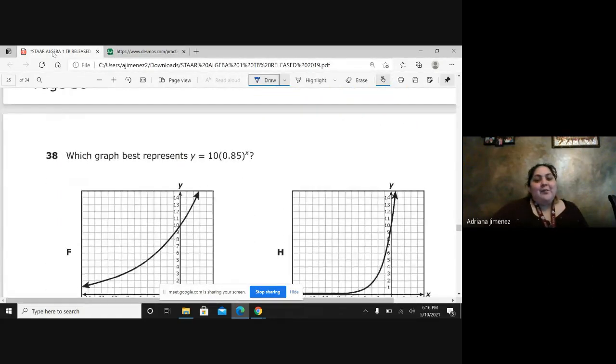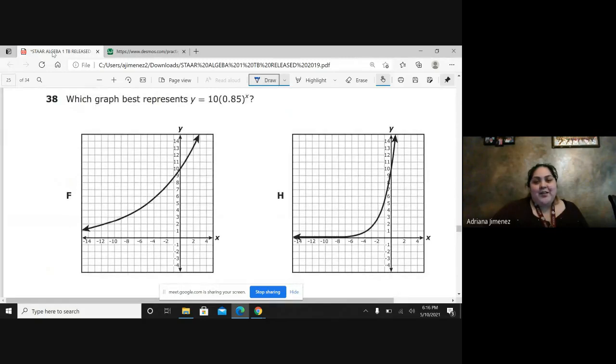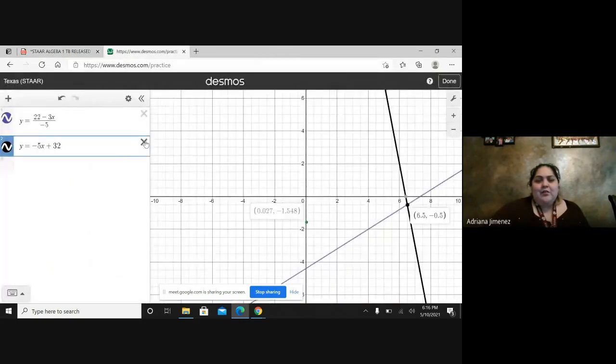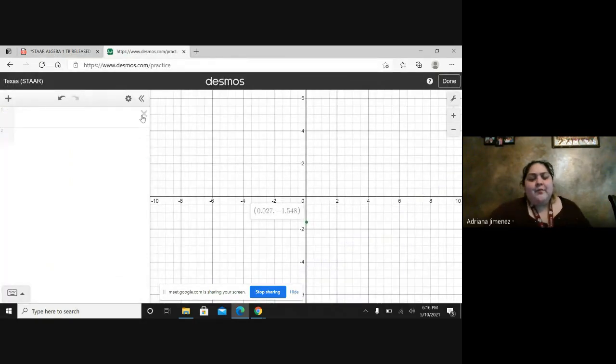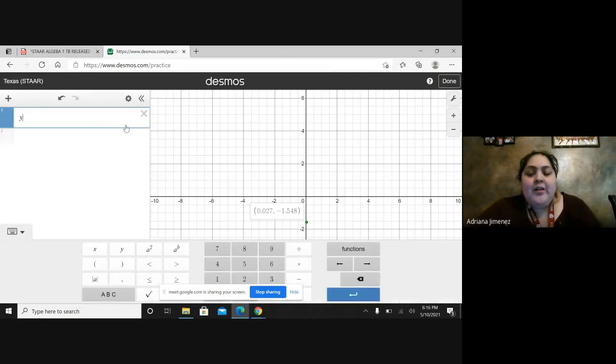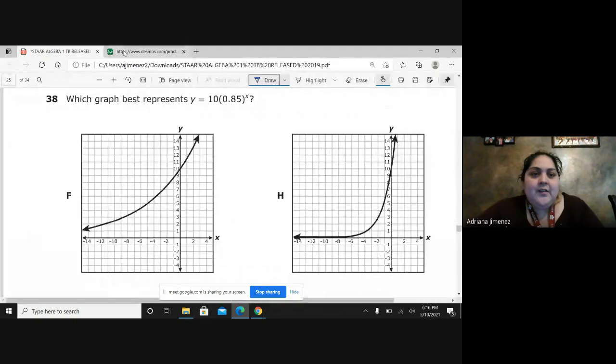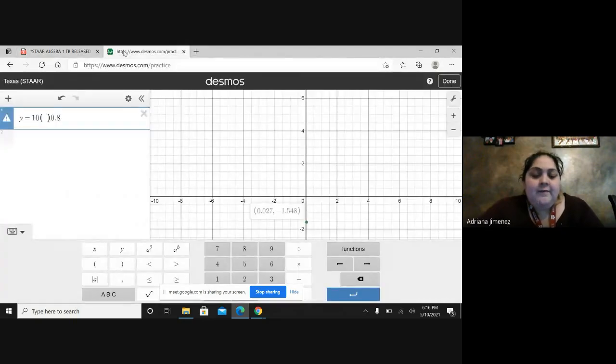All right, so here's this one. It says which graph best represents this. So we're just going to type this equation in and figure out which one it looks like the most. Y equals 10, parentheses, 0.85, close parentheses. I didn't do that part right. It has to be inside the parentheses, and then we do the exponent and x.